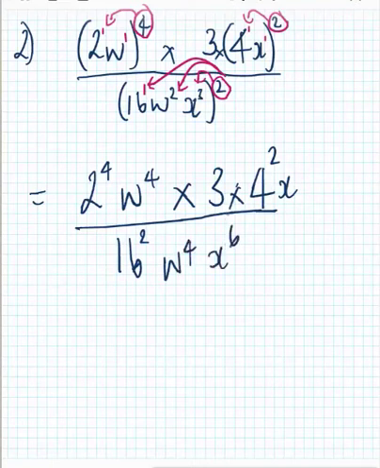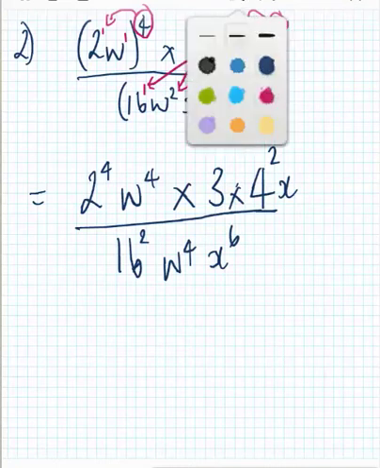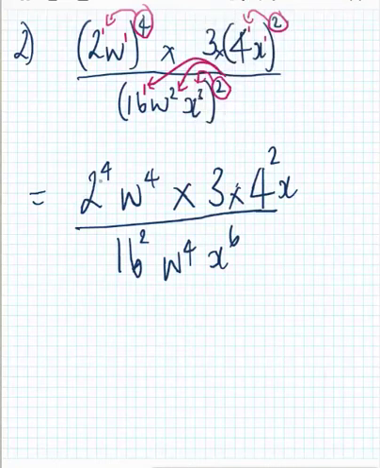Now the next thing I'm going to do is evaluate all of my numbers. So 2 to the power of 4 is 16. Now I've got 3 times. Be careful. Don't go 3 times 4 is 12. That is not 4. 4 squared, 4 times 4 is 16. So we really have 3 times 16. Okay. And down here, we've got 16 squared, which is 256.